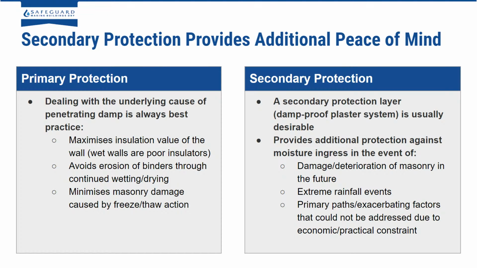So once you've dealt with the primary protection of fixing the underlying cause of the penetrating damp, so these are things such as applying that brick cream to fix any freeze thaw, and also increasing the evaporation, the secondary protection layers can be installed internally. So this is using things such as a damp resistant plaster, and also other measures will prevent future moisture ingress.